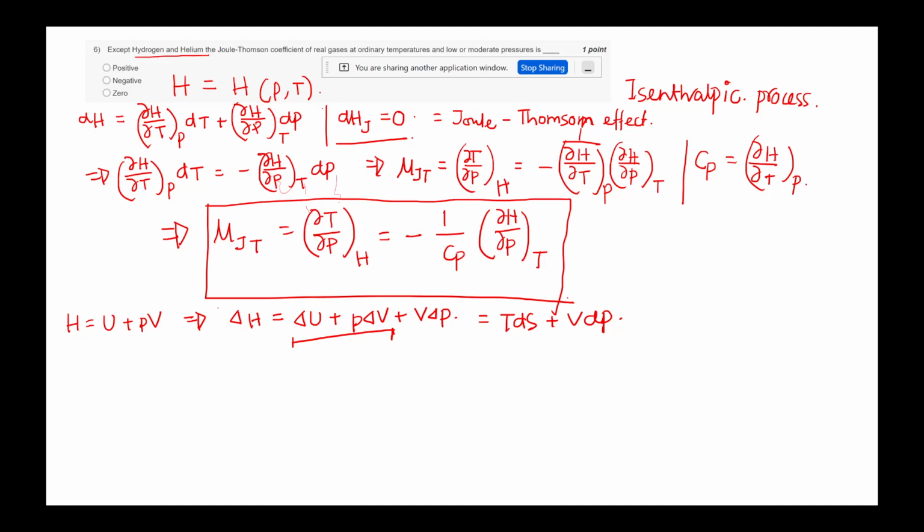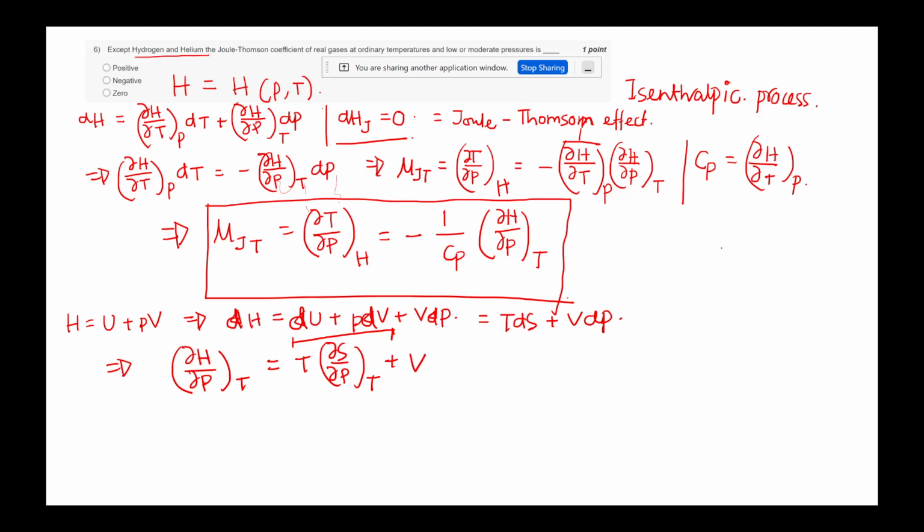Now if you write this differential, and take the differentiation with respect to P at constant temperature, then it becomes del H del P at constant T is equal to T del S del P at constant T plus V, because differentiating dP with respect to P gives 1.